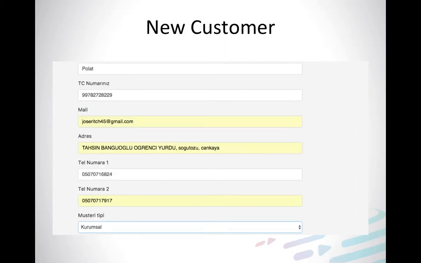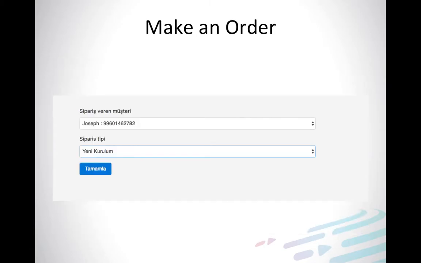Well, if you are Mushtari Lishkrali, you should be able to enter a new customer. As you can see here in this form, you key in the name of the customer, their telephone numbers, their email, their address, their telephone numbers, and the type of the customer. The type of the customer can either be Kurumsar or Roser.